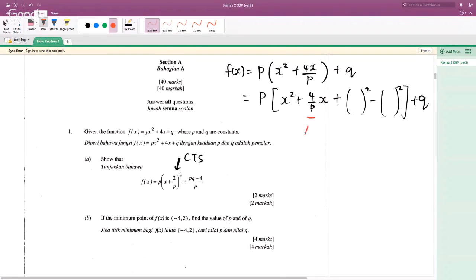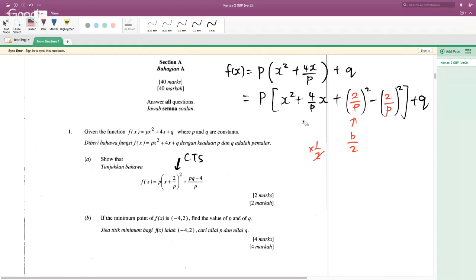My b is 4 over p. So 4 over p divided by 2 means multiply by half, so basically you will have 2 over p. This one will be 2 over p squared. Here it is always b over 2. The b is what you get after you factorize out the coefficient beside the x. So you actually will get this thing.